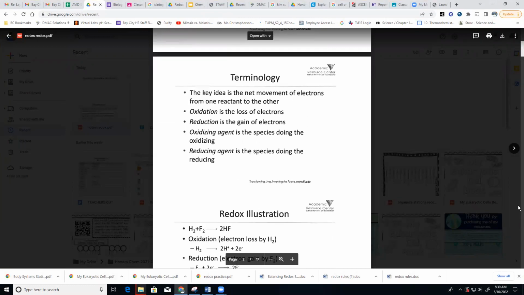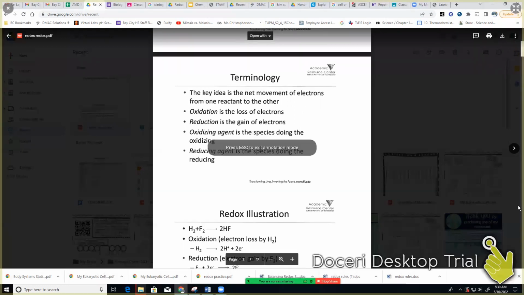So like I said, the net movement of electrons from one reactant to the other is going to be your key idea in these types of reactions. So oxidation is the loss of electrons. And since it's losing electrons, the oxidation number should increase in that element or compound. Reduction is the gain of electrons, so the oxidation number should decrease because it's gaining something negative.